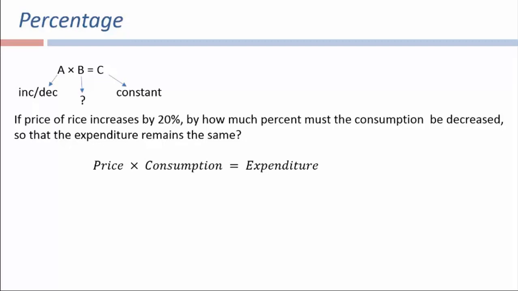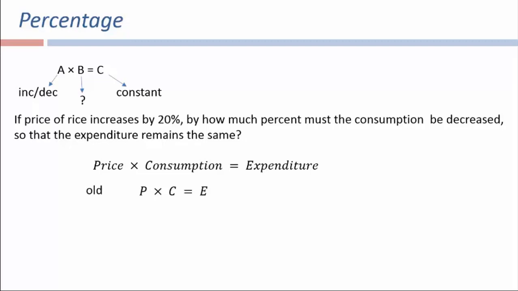Now if you don't know how to reach this relation, you can take an example of a regular household. Suppose the price of rice is 35 rupees per kg and you consume 5 kg of rice each month. So what would your expenditure be? That would be 35 into 5, that is 175 rupees per month. So I'll replace price, consumption and expenditure by P, C and E. So this is my old relation.